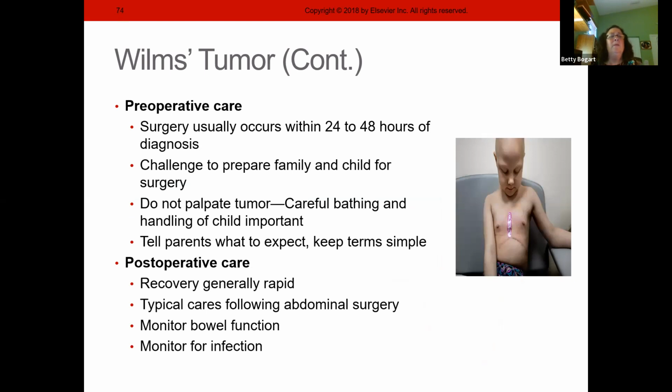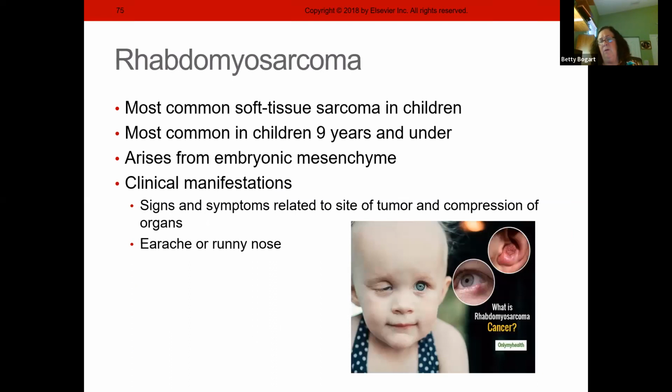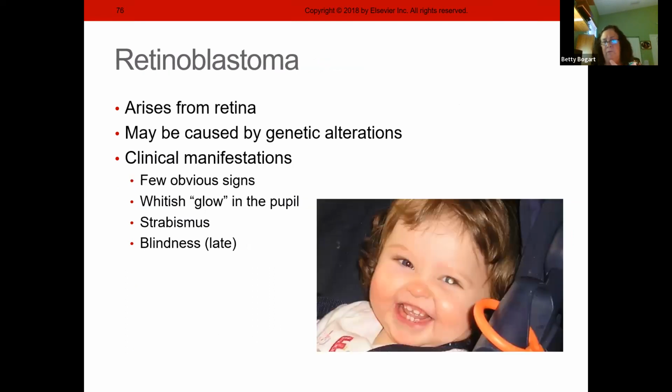Again, these children, ages 3 to 5, they actually do really well. And again, it's a lot about teaching. And it's a lot about that nursing care of not touching it and making sure that we don't do something to make it worse. Now, rhabdomyosarcoma is a soft tissue cancer. It can come from an ear, a nose, an eye, and it is a cancer. And what they have to do is remove it.